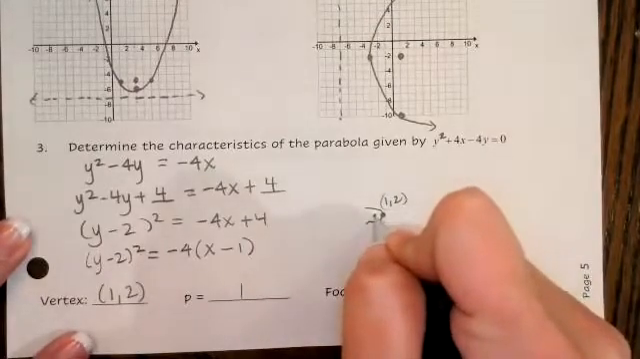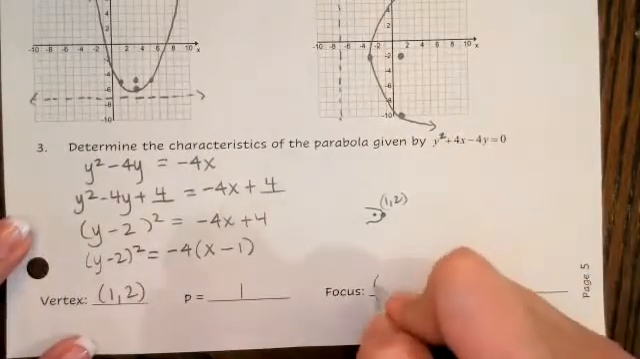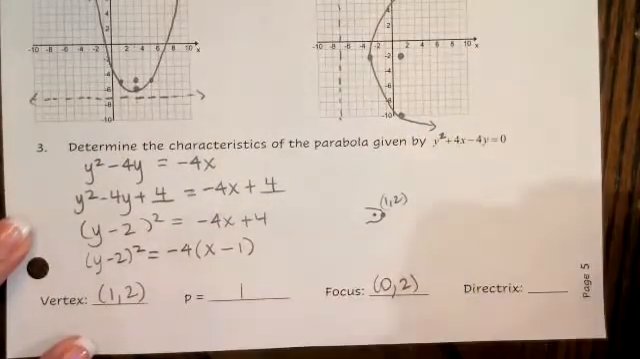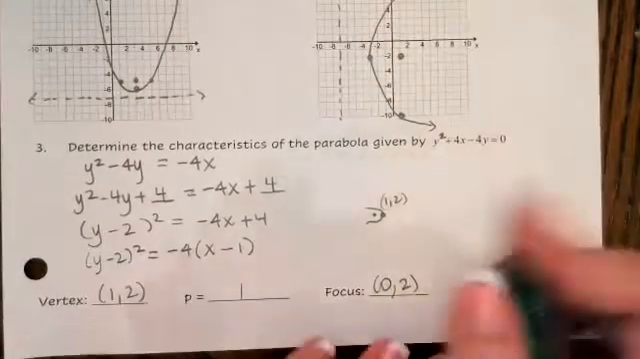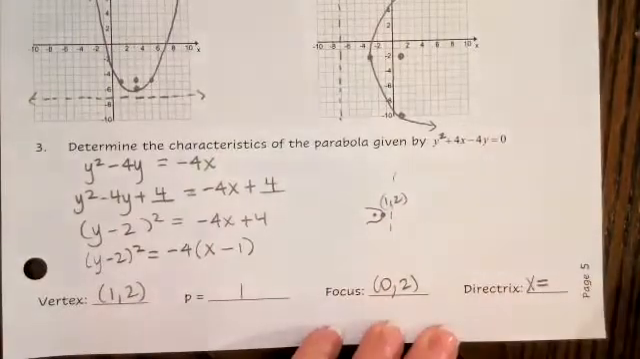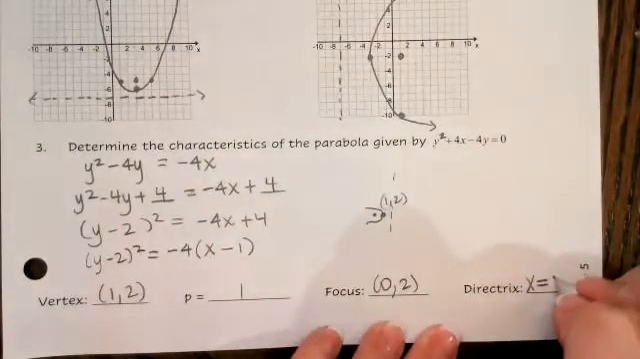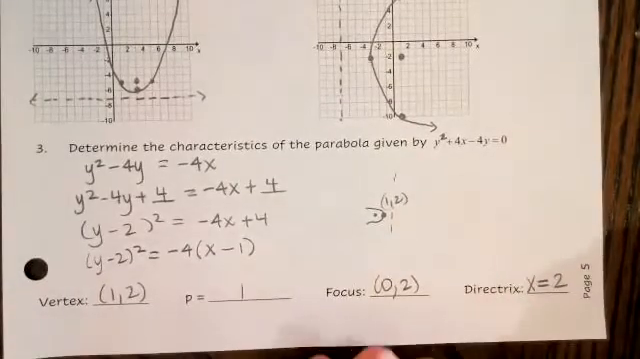1 unit into the parabola would be our focus, and so that would be at 0, 2. If I went 1 unit to the left of 1, 2. And for the directrix would be 1 unit out. Vertical line, that's x equals, and 1 unit to the right of 1 is 2.